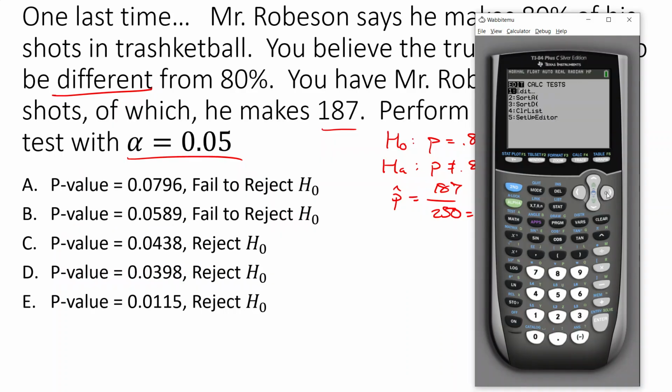So stat, test, and we're doing the 1 prop z test. And let's see, we've got 0.80 as my null hypothesis. Our sample is 187 out of 250. And we've got not equal to still. And calculate. All right, there is a draw feature here. You can draw the graph that I sometimes draw. And here we go. There's our p-value, 0.0398.